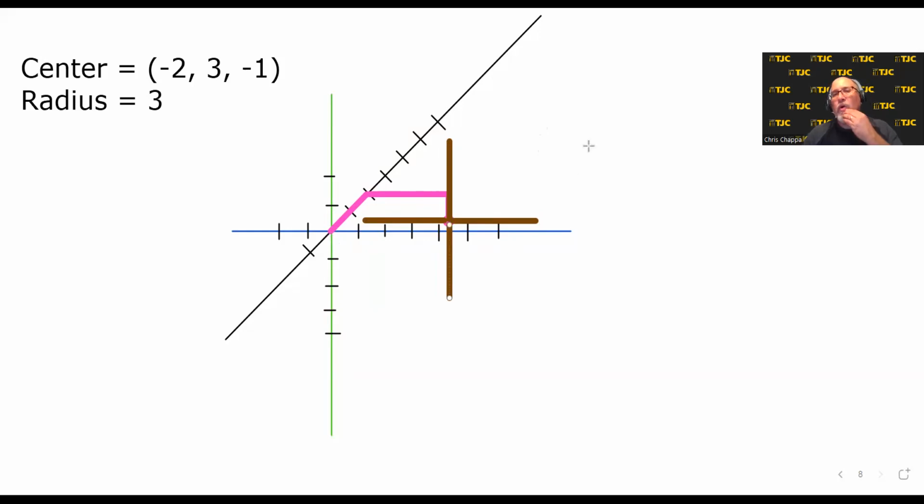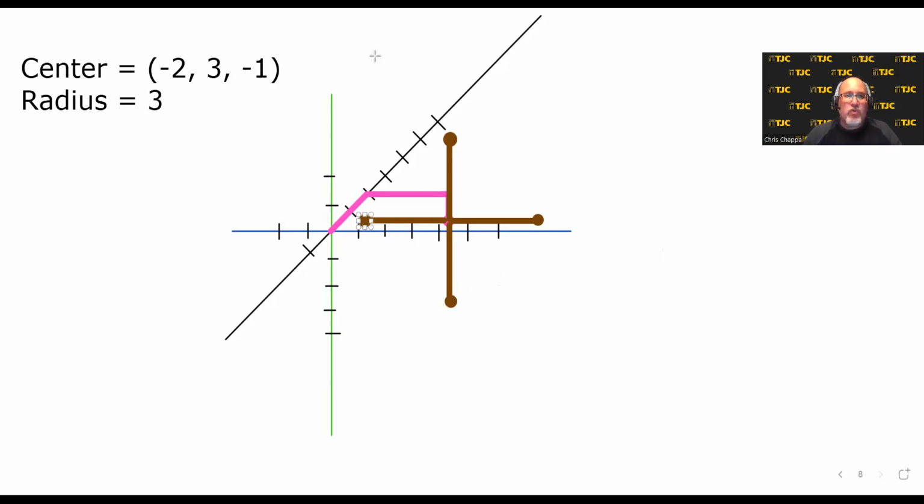And I'm going to put some points on these, the endpoints of these brown segments. So let's put them here, a point here. Now we can find the coordinates of these points fairly easily by simply adding and subtracting 3 from both the Y and the Z coordinates. Notice I haven't touched the X coordinates yet.